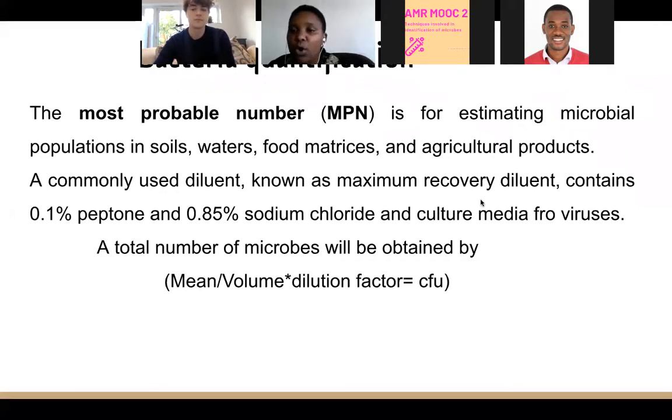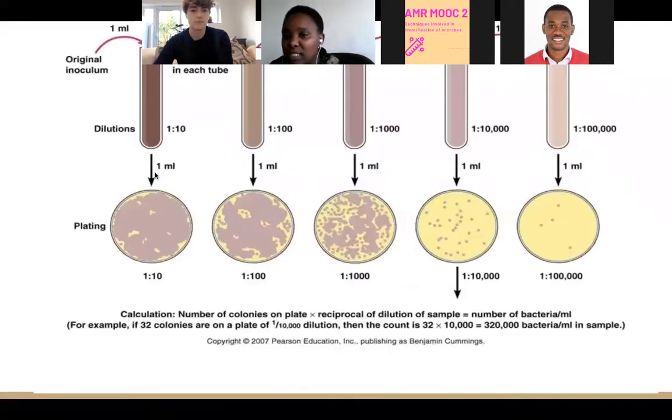And most of the time, we measure them using colony forming units. And how we do it is that you take your original sample and dilute it to a level that you can easily count without any problem. So for example, here you have the original inoculant, and from the original inoculant, you take 1 ml and mix it with 9 ml of your diluent, and then you plate. When you plate, you can observe that there are numerous colonies that you cannot even differentiate.